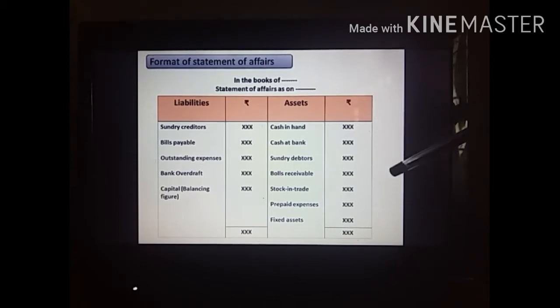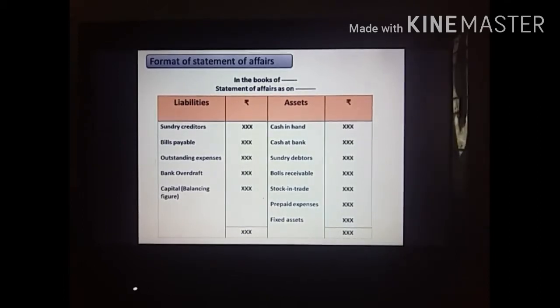So likewise you have to prepare. When you are preparing a problem, you will easily understand. So this is the format. Assets: cash in hand, cash at bank, sundry debtors, bills receivable, stock in trade, prepaid expenses, fixed assets. Fixed assets means we have many types of fixed assets. So whatever asset names are given, you have to write them.